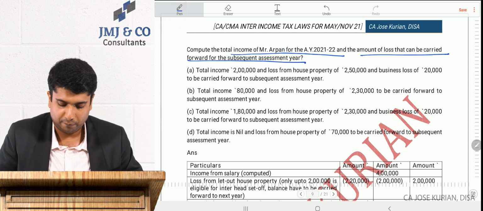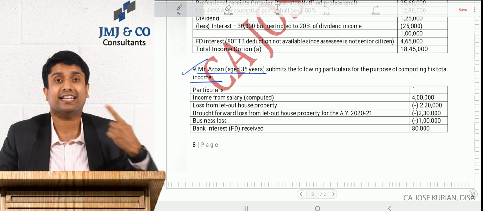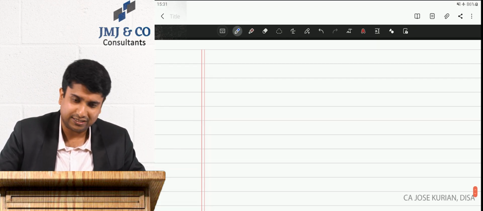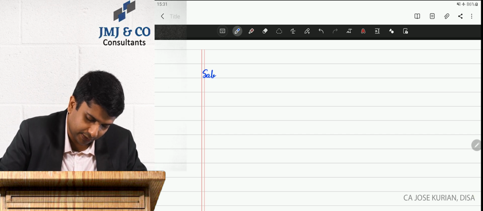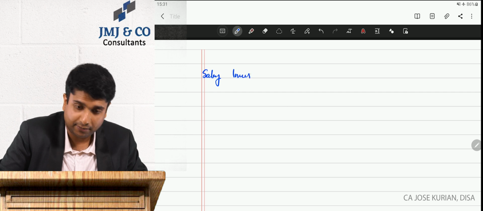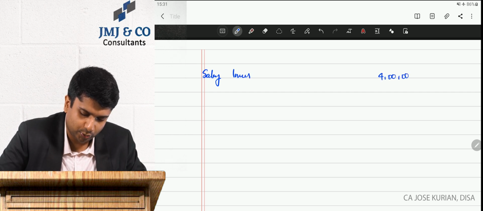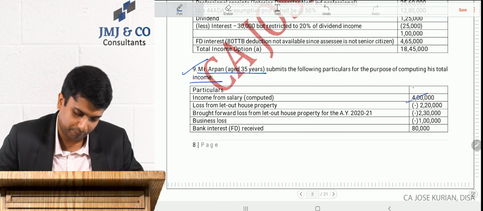So you are supposed to compute his total income as well as the loss to be carried forward to the subsequent assessment year. It's an easy question again. So let's compute it together, friends. It is in relation to Mr. Arpan, right? His salary income is given in the question, and they're saying it is computed. So you need not deduct anything more from that particular 4 lakh. It already says computed, right?